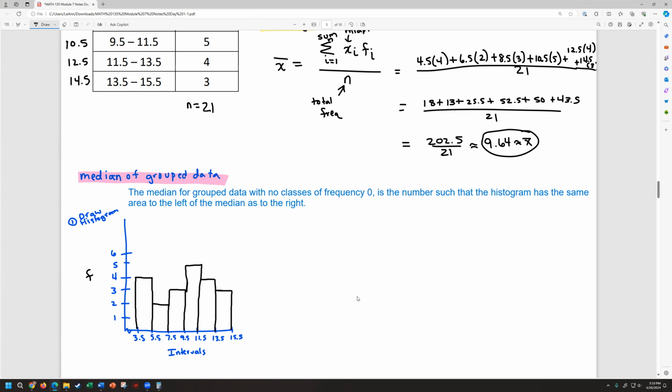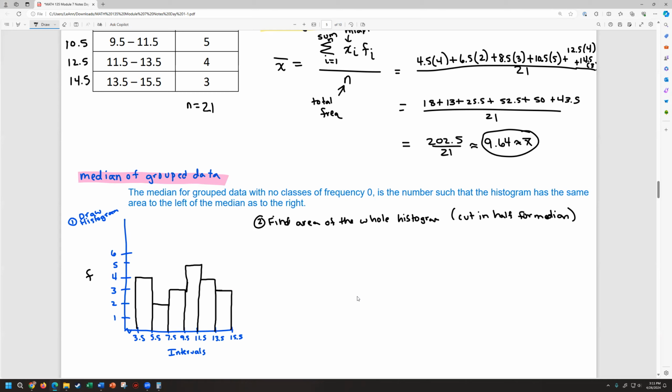Now, you're thinking, why do I have to draw this histogram? Well, because we need to know where we would make the halfway point for the area. So part 2, we need to find the area of the whole histogram, and then we're going to cut it in half for the median. So we have to find it first. Then we'll say, oh, well, then I only need half of that area to figure out where the median is.